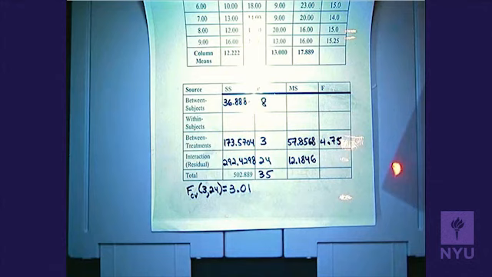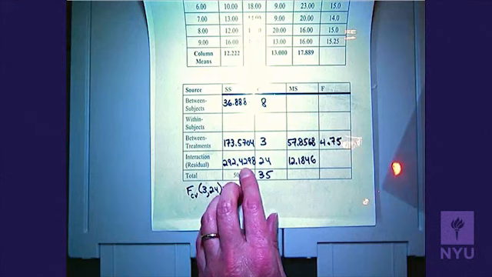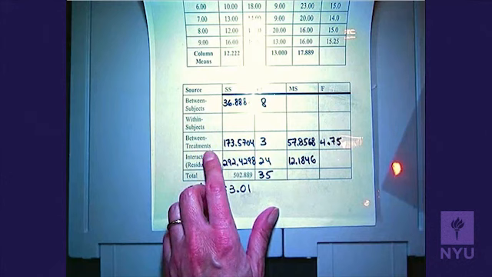Why is it that you didn't have that between over... You don't do MS, well, it's MS between treatments over MS residual, because this is RM, right? This is the repeated measures part, the treatments part. That's what you're testing. Okay, so let's go back to the post-hoc test, right?